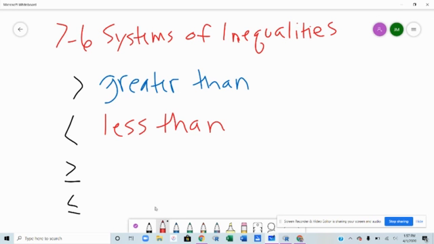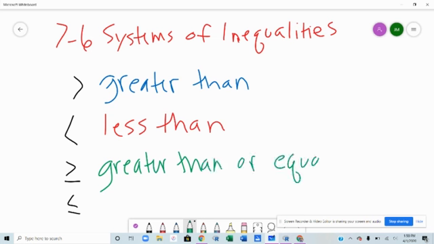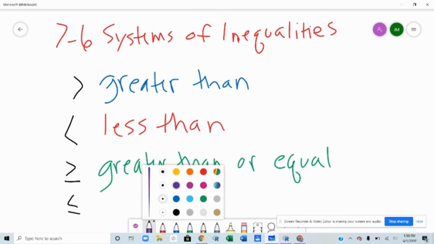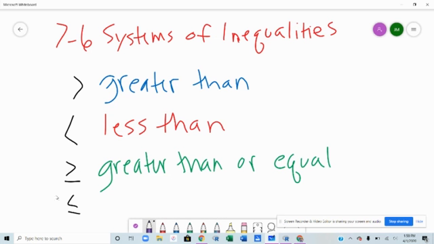Underneath that, our next symbol looks just like the greater than sign, except it has the line underneath. That is your greater than or equal to. And then the last one, which looks like the less than sign but with a line under, is less than or equal to.